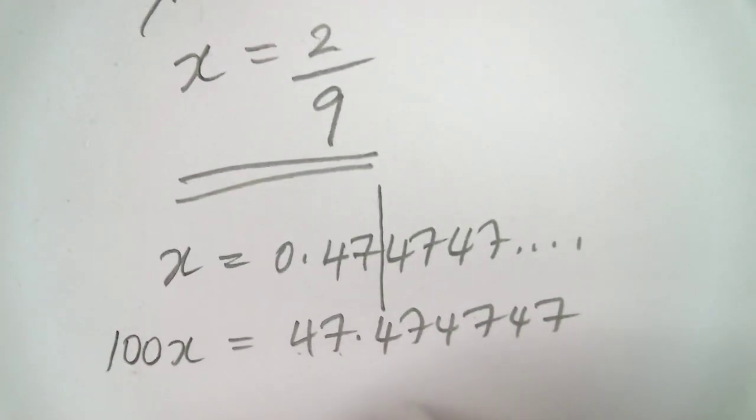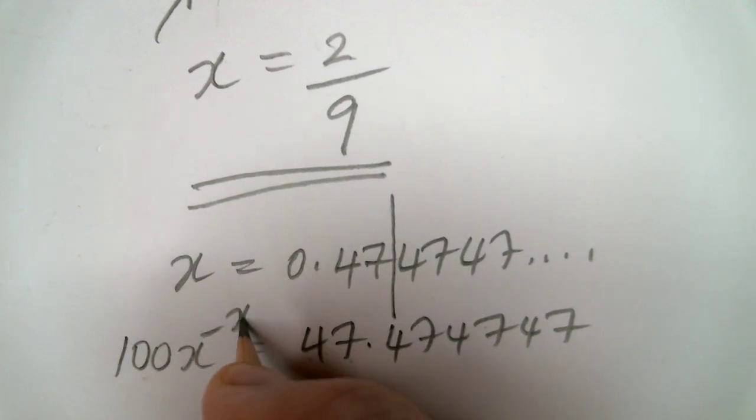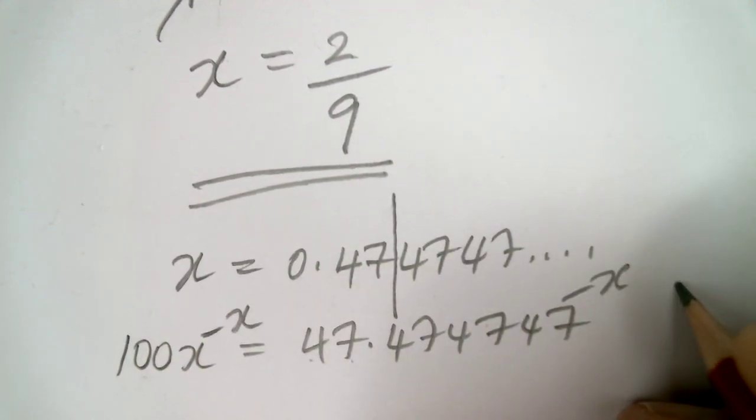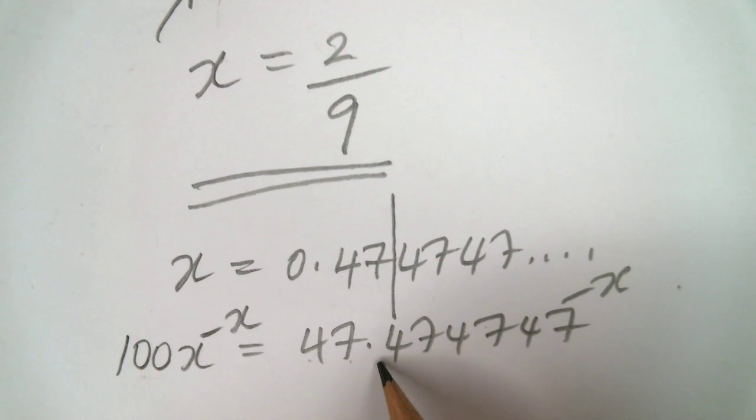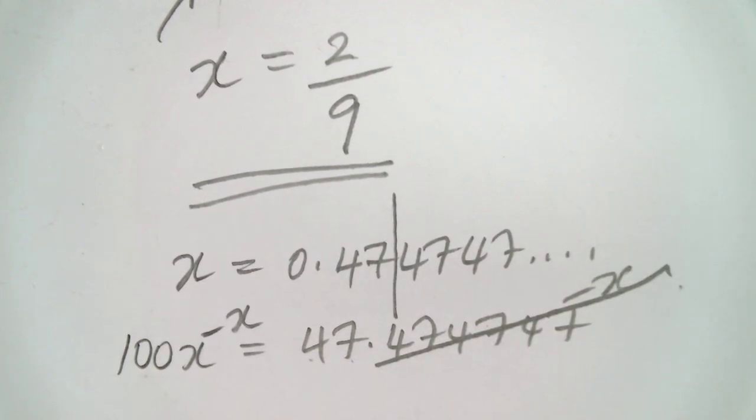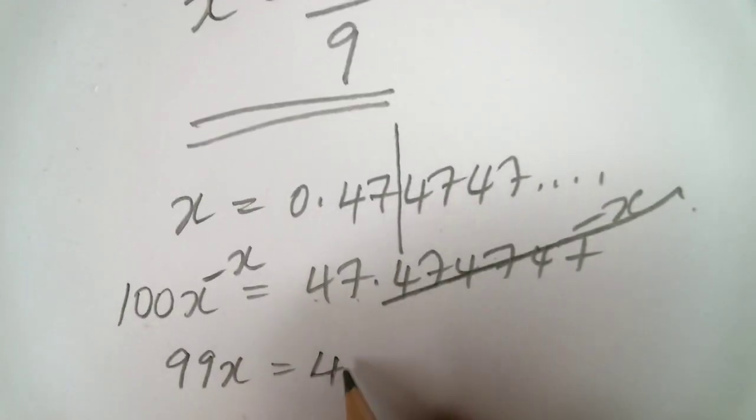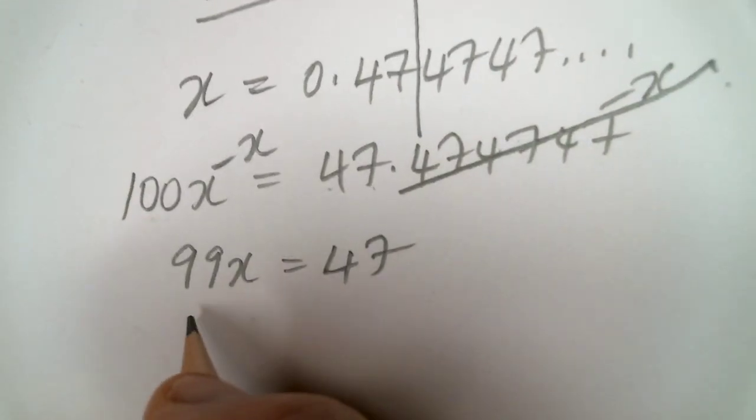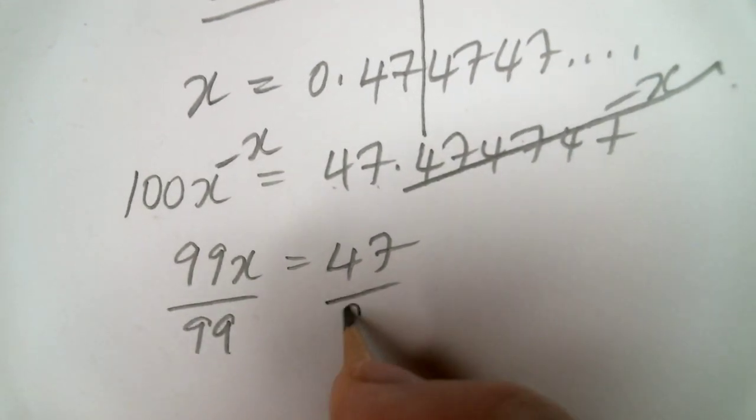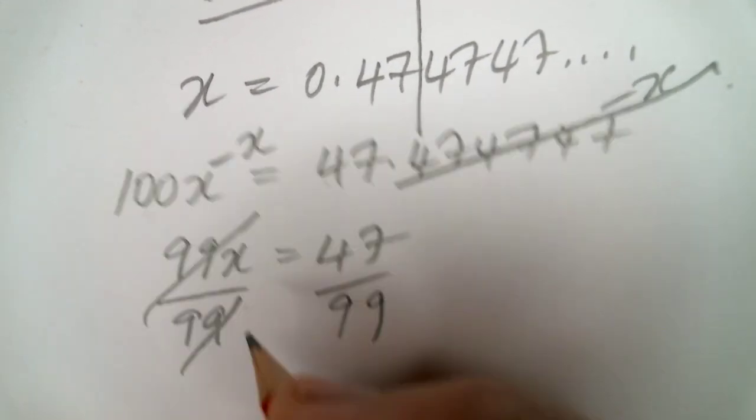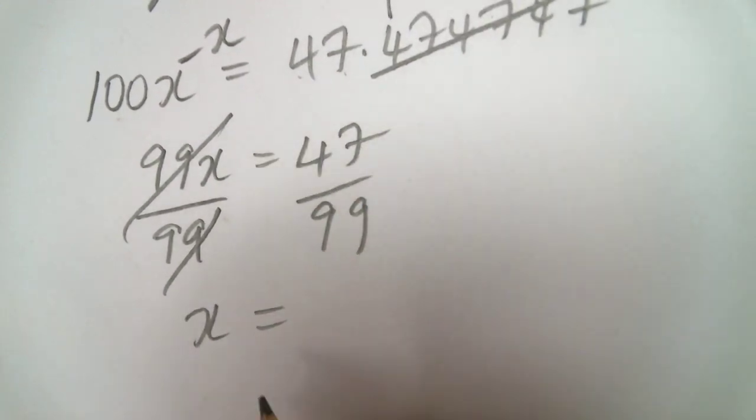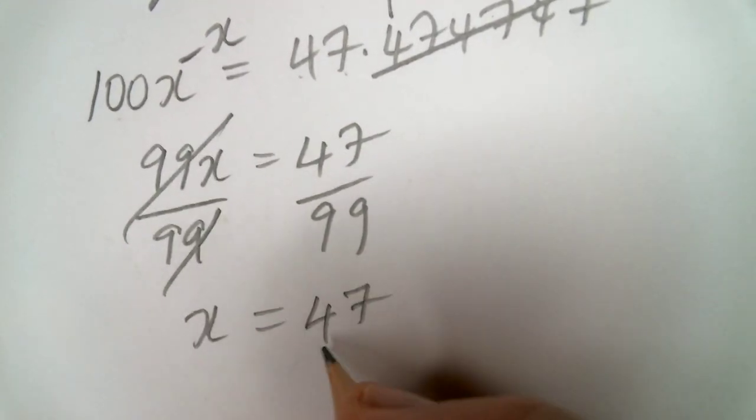So now I'm going to subtract x from both sides. In effect, I'm taking off the 0.474747. And of course, 100x minus x is 99x, which is 47. So now divide both sides by 99. So x now is 47 on 99.